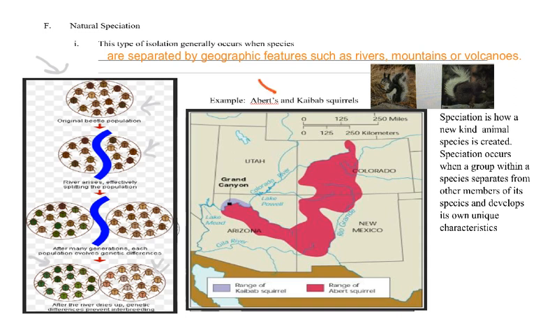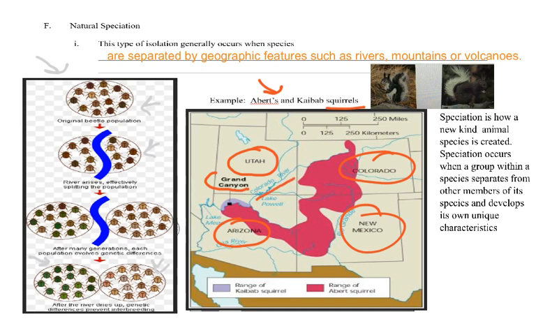This diagram illustrates two different squirrels, the Abert's and the Kaibab. These squirrels reside in 4 different states as illustrated: Utah, Colorado, New Mexico, and Arizona. The geographical features that cause these squirrels to become separated is the Grand Canyon and the Colorado River.